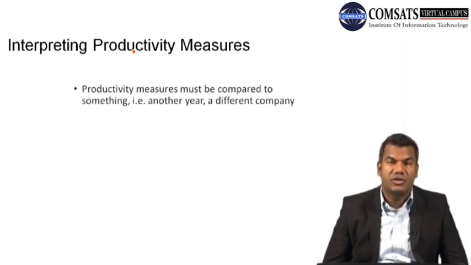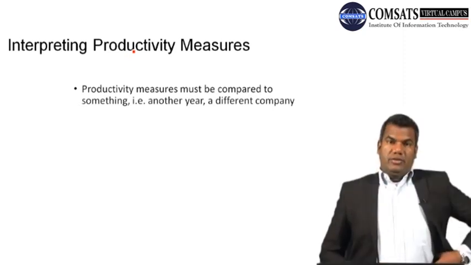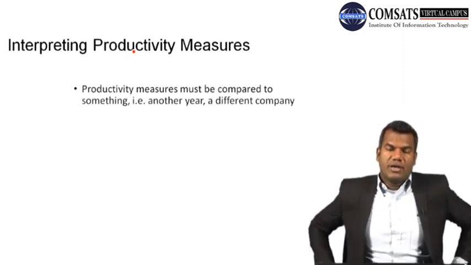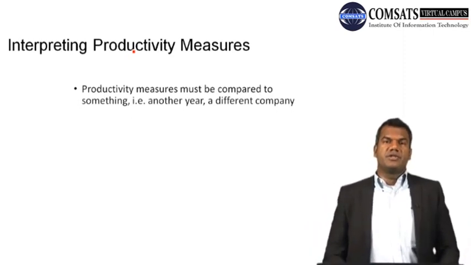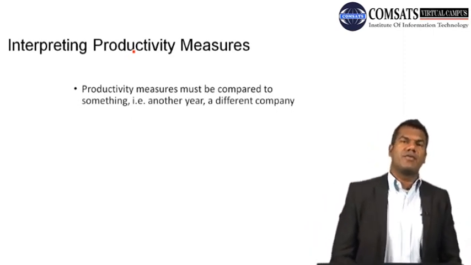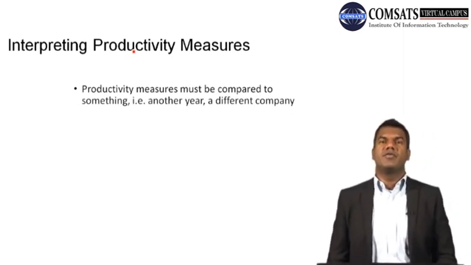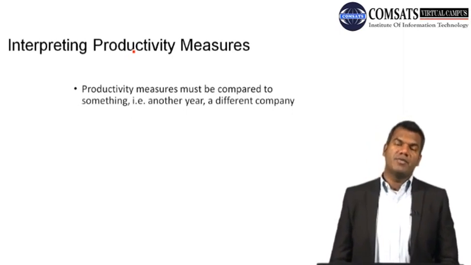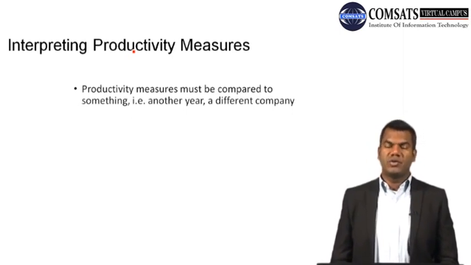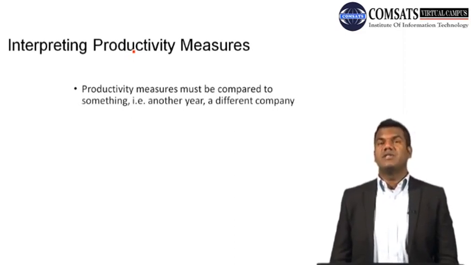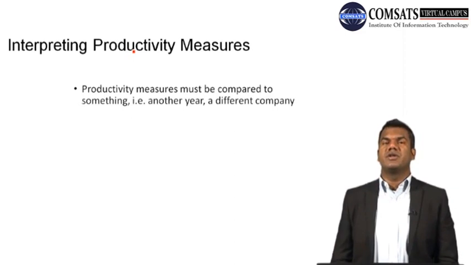Now, interpreting productivity measures. We have just studied productivity measures. Which ones are they? Do you remember that we have four? One is your cost, one is your flexibility, one is your time and one is your quality. Never forget them. Now, if you have productivity measures to interpret, what we say is, productivity measures must be compared to something. A standard is of no use, and that monitoring is of no use, unless you measure it against something.